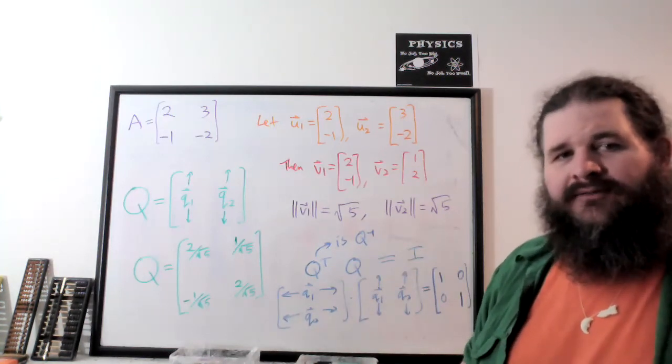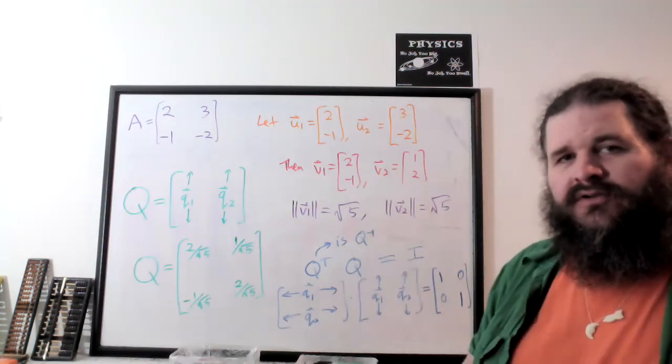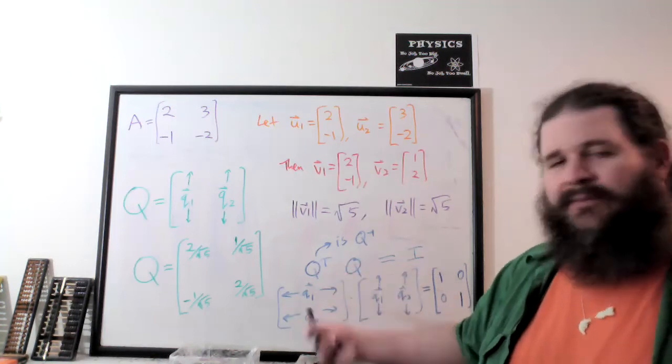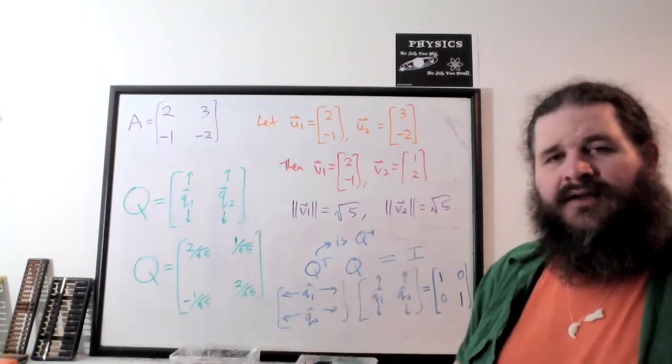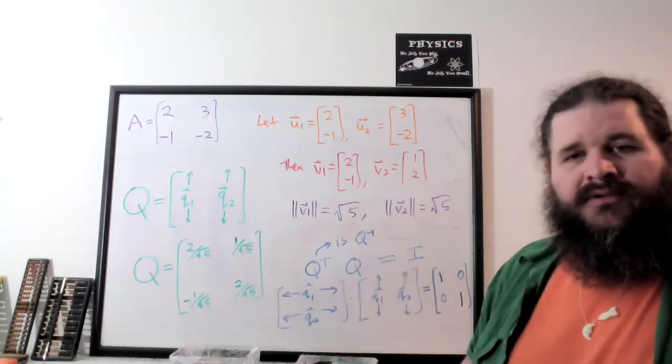So that makes finding the inverse really easy. You don't have to go through all the process of augmenting with the identity matrix and row reducing. All you've got to do is transpose it. Swap the rows to columns and columns to rows, and you've got the inverse. And this only works if the matrix has orthonormal columns.